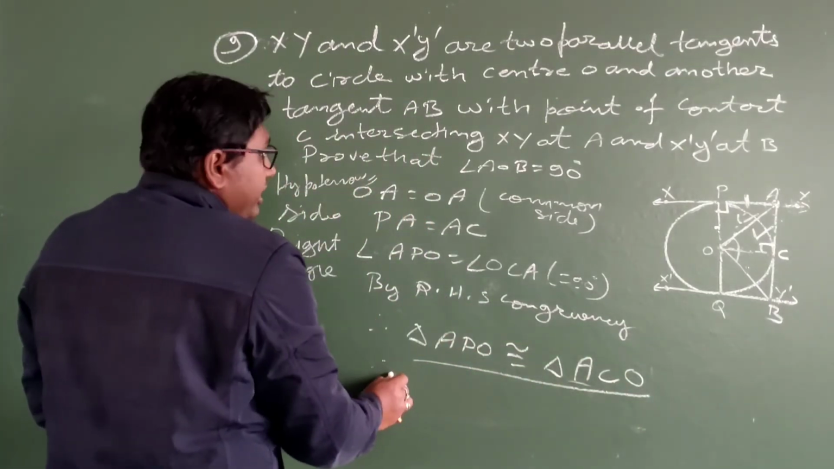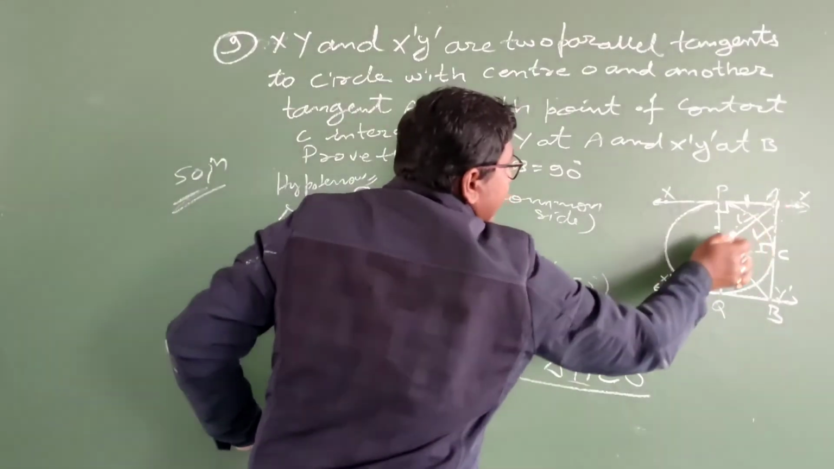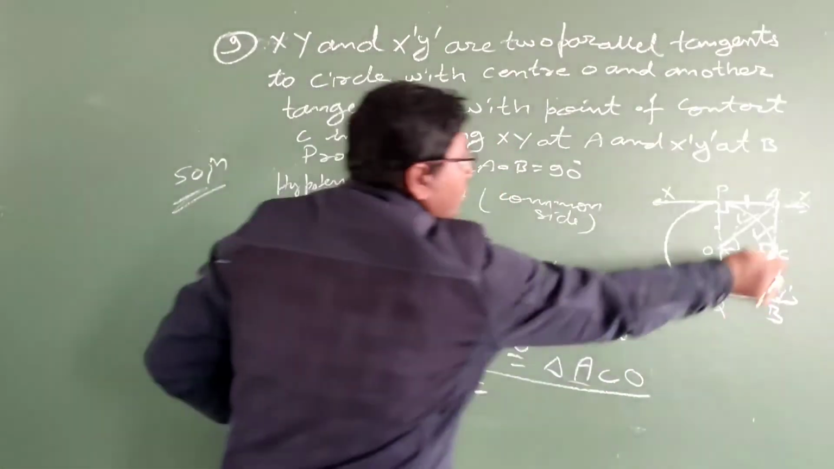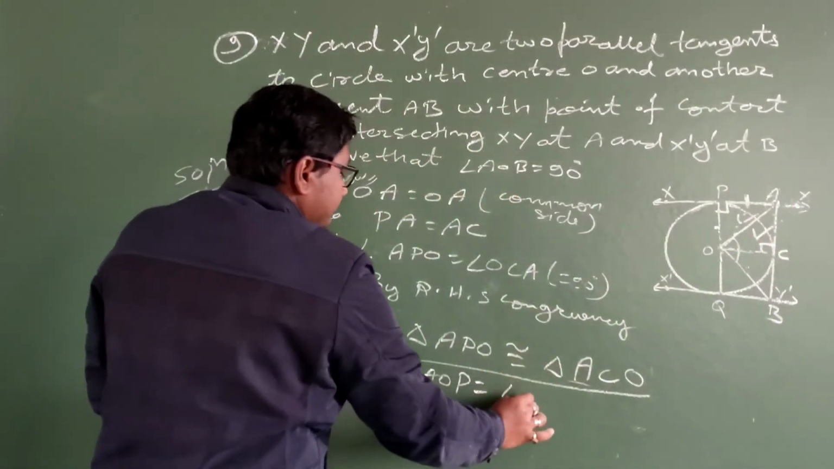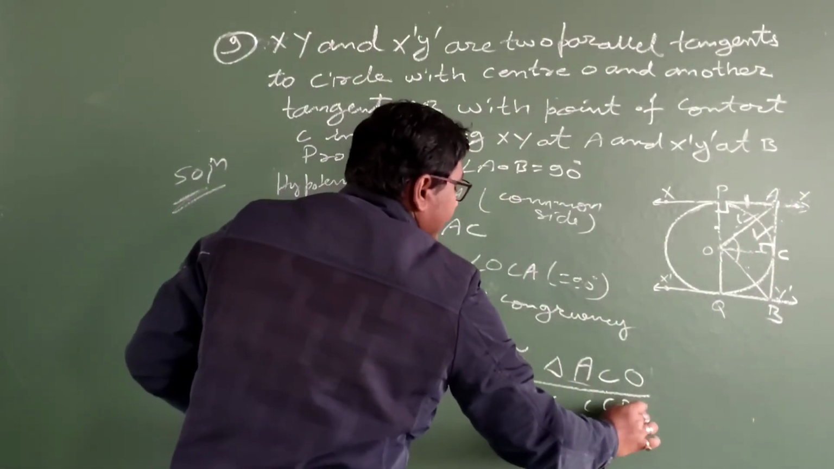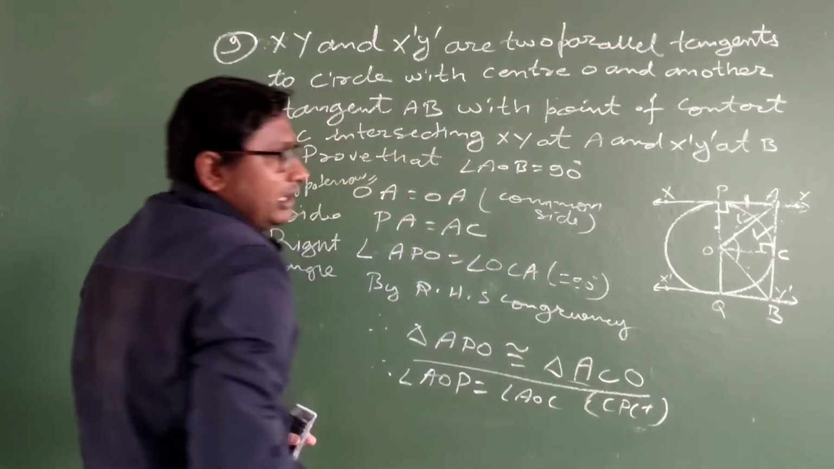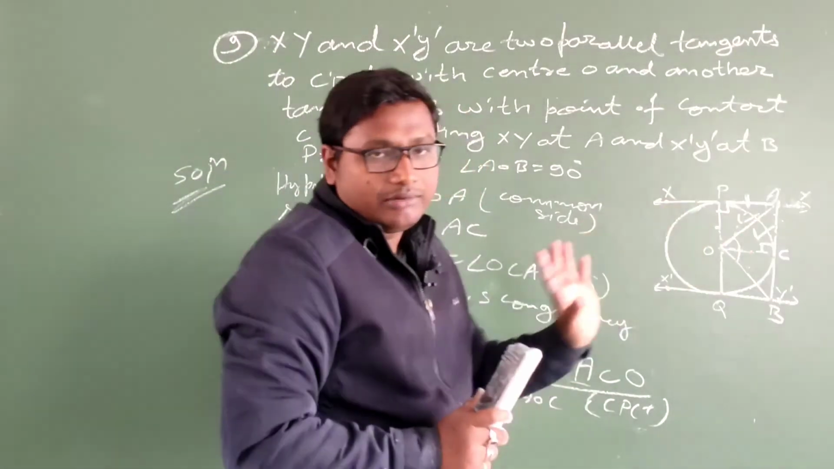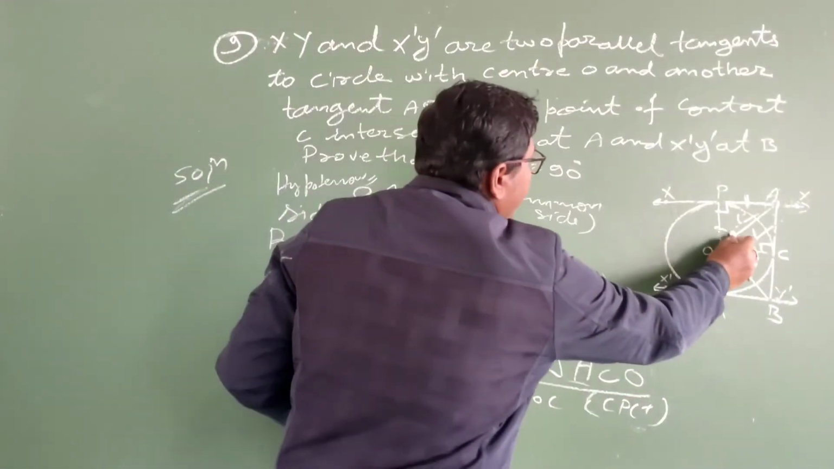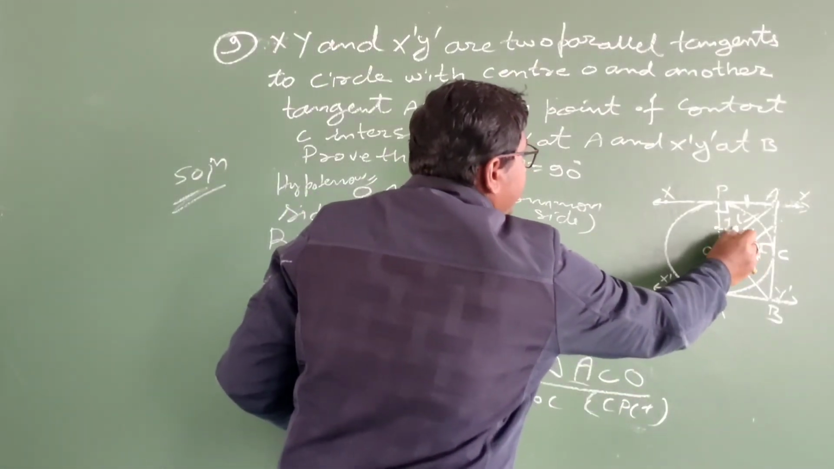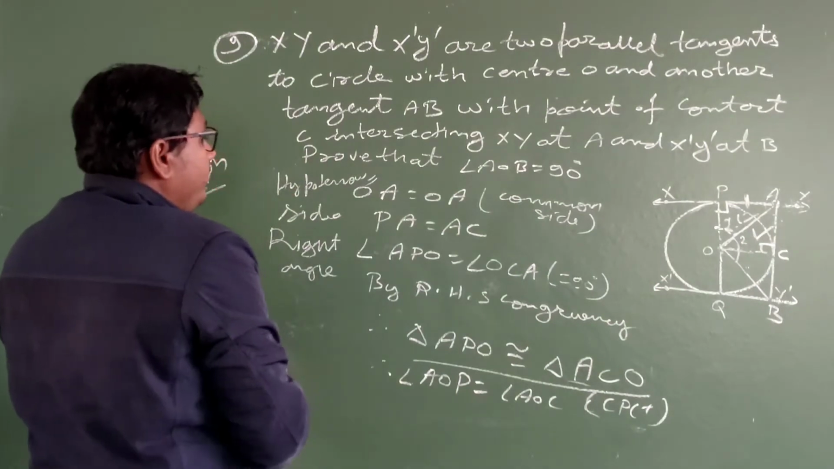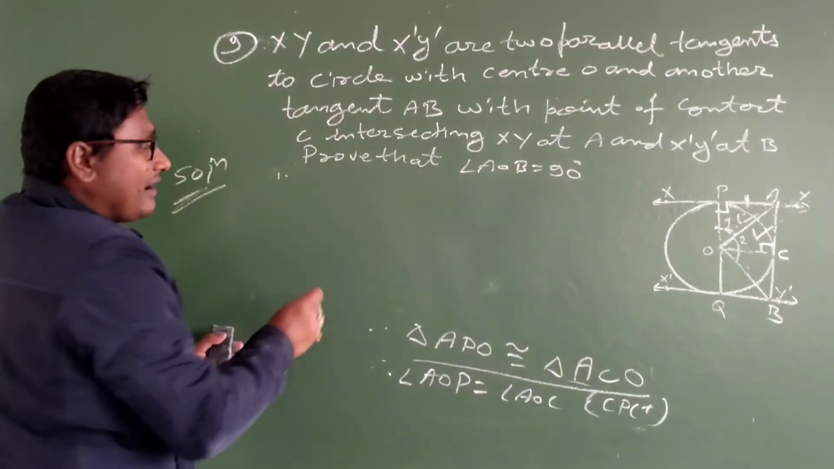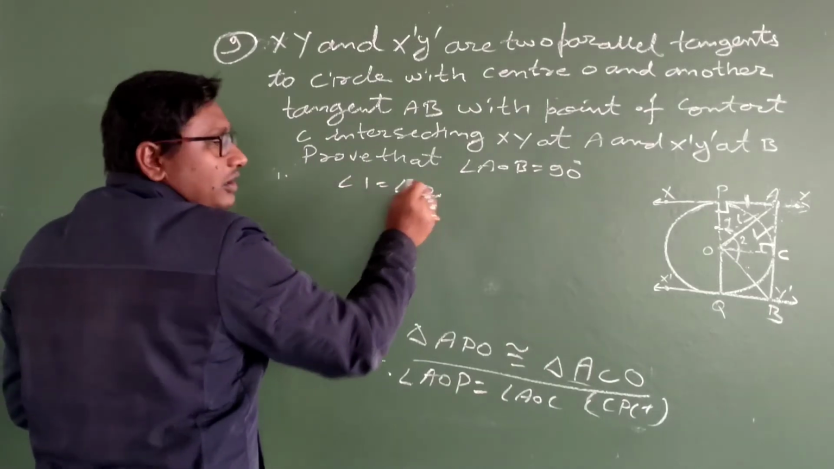So by simplicity we can write angle AOP is equal to angle AOC. So by CPCT, meaning corresponding parts of congruent triangles, these are two corresponding parts of the triangles. So by CPCT these two angles will be equal. Name them 1 and 2. For our convenience we assume them as 1 and 2. So we can write angle 1 is equal to angle 2.